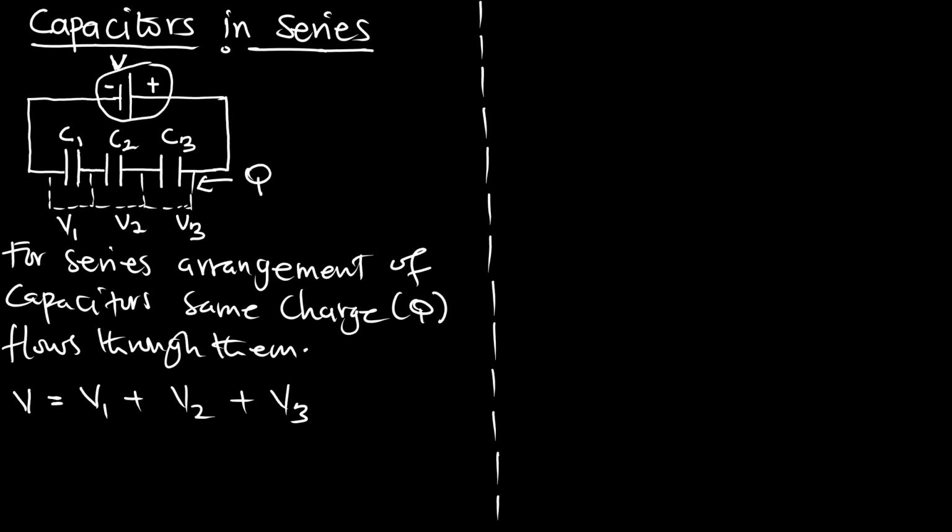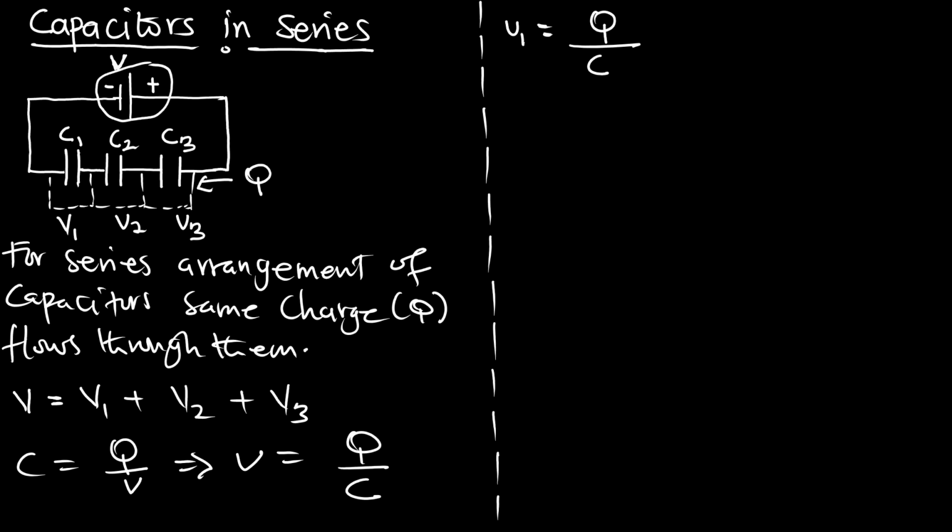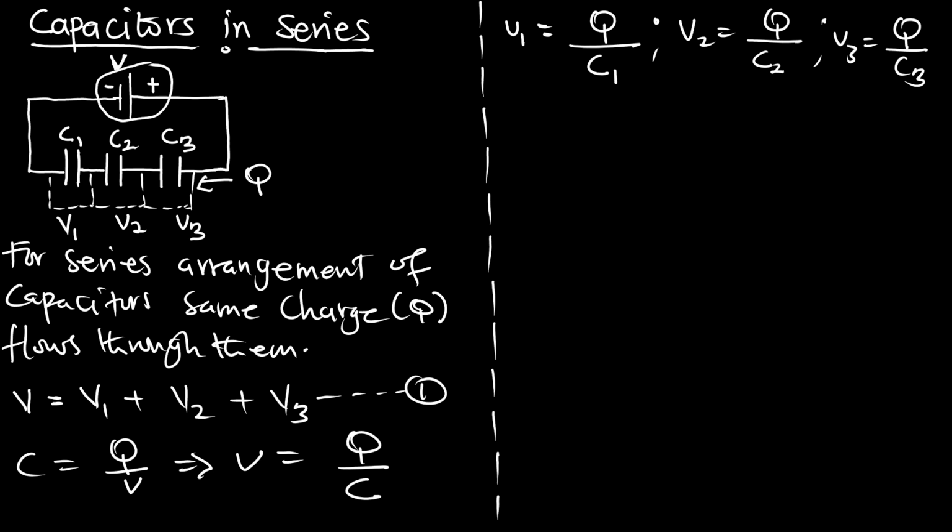We also know from the equation C equal to charge on voltage, which implies that our voltage is going to be charge on capacitance. Are we okay? So can we also say V1 is going to be, since the same charge is flowing through, the same charge Q over the capacitance C1. Now our V2 is going to be the same charge Q on C2, and V3 is going to be the same charge Q on C3. Let's try to bring this into equation 1.